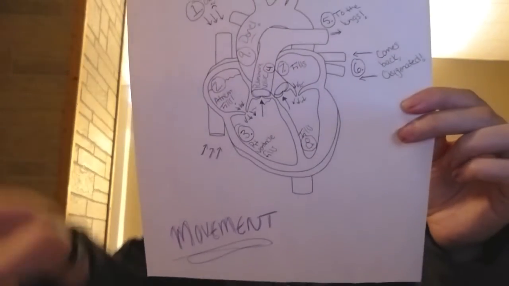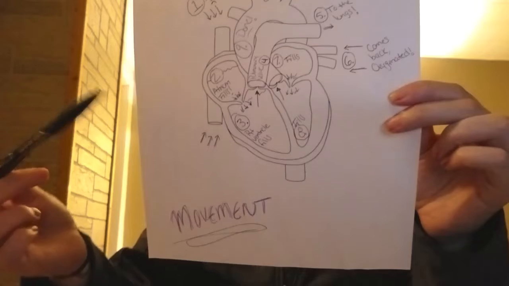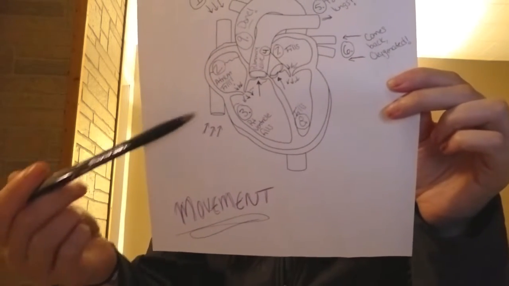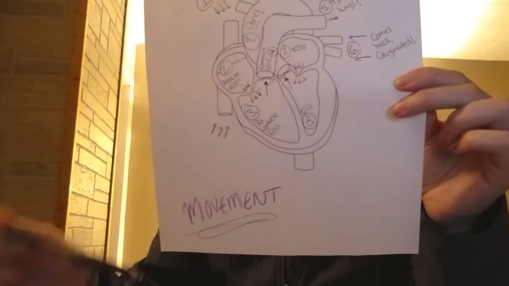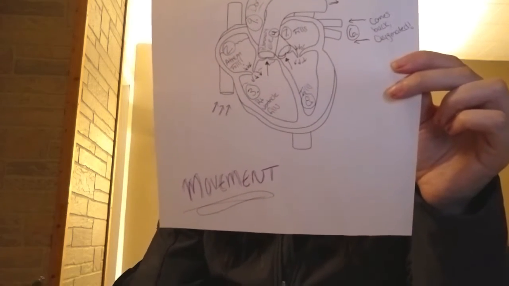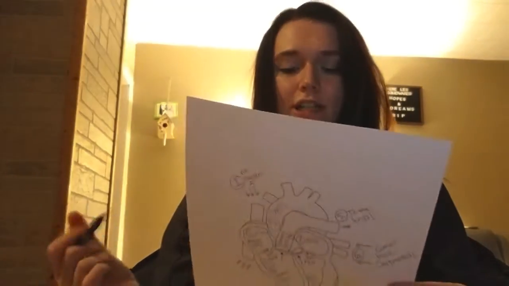So it'll come through here. It's going to go into that right atrium. It's going to pass through the tricuspid valve, which is a one-way valve, meaning it can only go through, it can't go back. And then it's going to go into the right ventricle. And from that right ventricle, it's going to go into that pulmonary valve, where it's actually going to get passed into the lungs to get oxygenated.